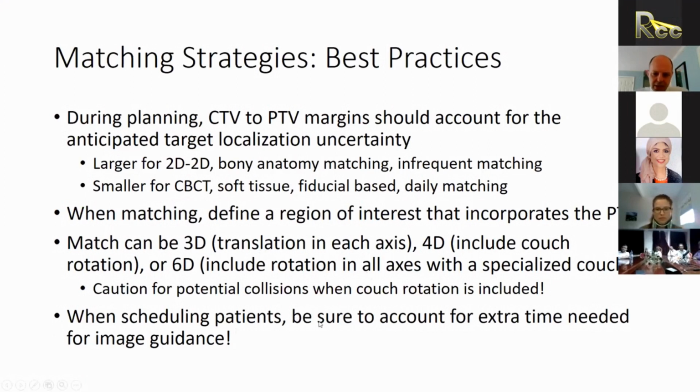When scheduling patients, be sure to account for the extra time needed for image guidance. Image guidance takes a lot longer than you would think, because setting up patients correctly can be an iterative process. Often the amount of time that the patient is actually on the table being treated is quite a small fraction of the entire time, since the setup and the imaging can take the majority of the time for the treatment fraction.